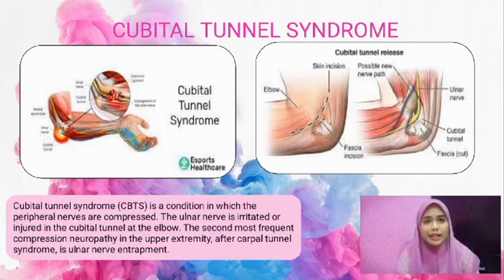Numbness and tingling in the hand or the ring and little finger, especially when the elbow is bent. Numbness and tingling at night, hand pain, weak grip, and clumsiness due to muscle weakness in the affected arm and hand. Lastly is aching pain on the inside of the elbow.